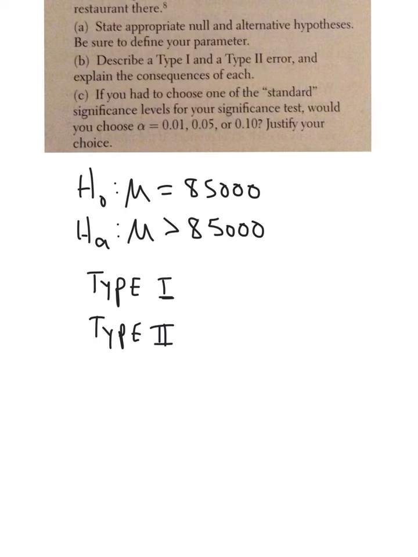Now let's go to letter C. Which alpha level would you use? So remember, the alpha level is equal to the probability of making a type 1 error. I really don't want to do that, because if I make a type 1 error, meaning I'm opening a restaurant where people can't afford it, that's going to be a disaster. So I probably go with alpha level of 0.01. I really, really don't want to make that type 1 error.